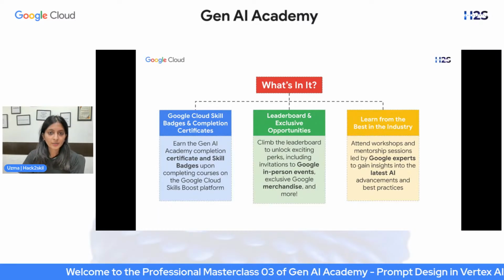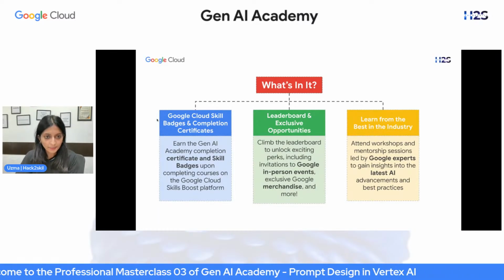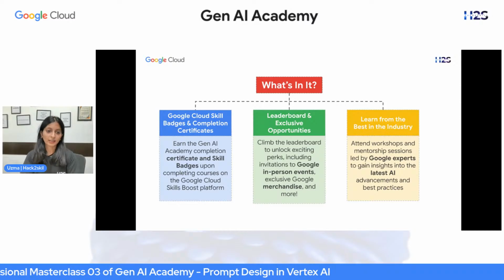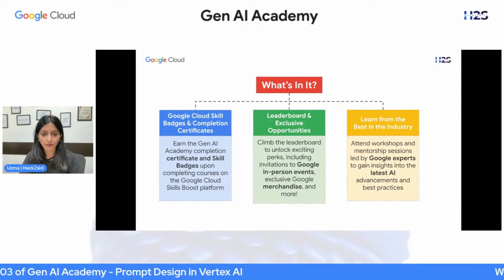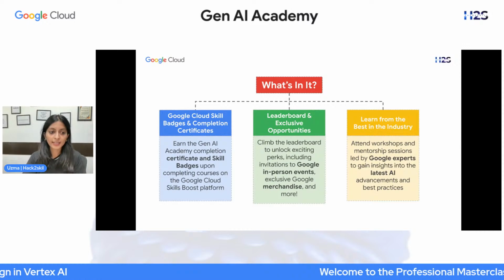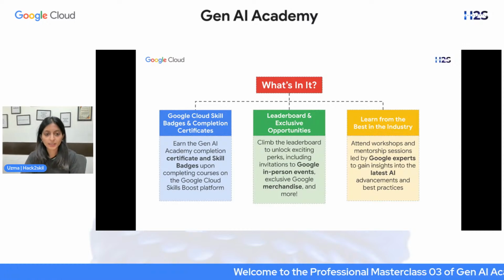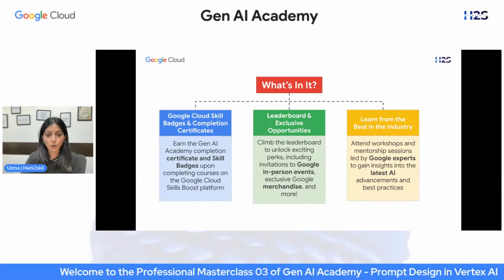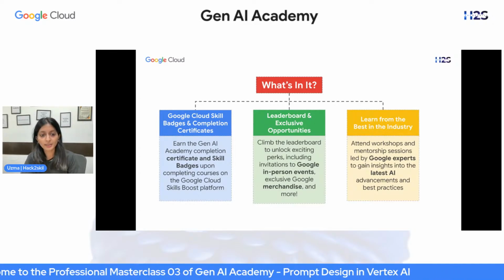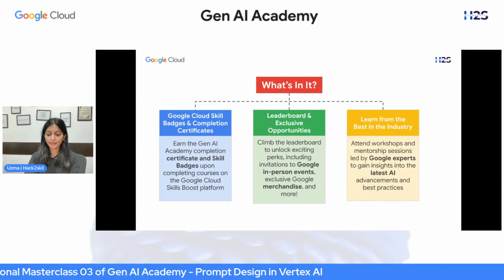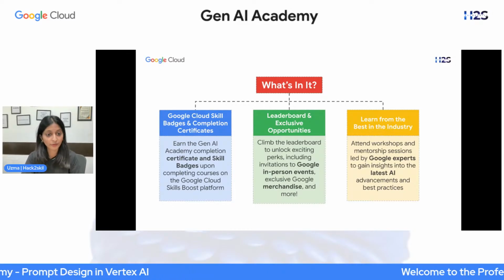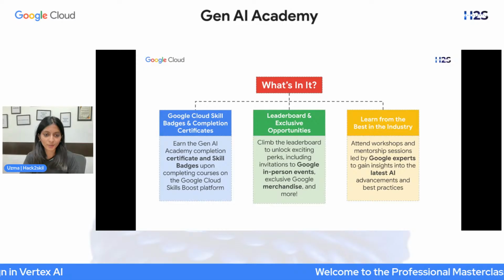Now, here is what this program basically entails. So there are 5 courses, like I mentioned, that you are getting access to for absolutely free. And what you can do is each course that you complete, you get a skill badge, right? And once you complete all 5 courses, you get a certificate. So this is one thing that you can definitely showcase in your resume, on LinkedIn, everywhere that you can, because it really holds a lot of value.